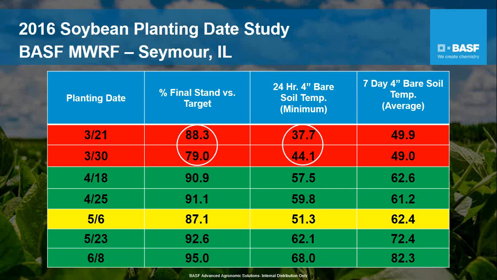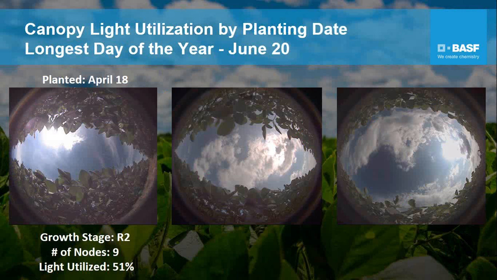May 6th was Mother's Day weekend, and ahead of that we had the kind of Mother's Day planting challenges that we had this past year in a lot of the Corn Belt. That was one of our tougher dates, so I coded that one in yellow. So we did see a little bit of a drop in our final stand versus target there. And then, of course, we finished out with a late May and an early June planting date as well.